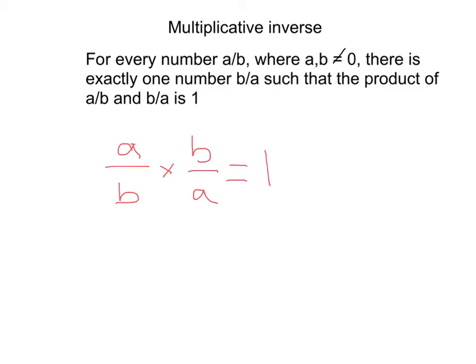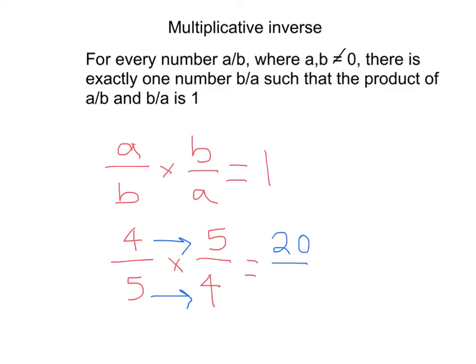Let's write it in numerical form. Let's say that a equals 4 and b equals 5. So that means that we would multiply 4 over 5 times 5 over 4. Well, we know that when we're doing multiplication of fractions, we're going to just multiply straight across, and so we're going to get 20 over 20. And any time that we have a fraction where the numerator and the denominator are equal, that equals 1.